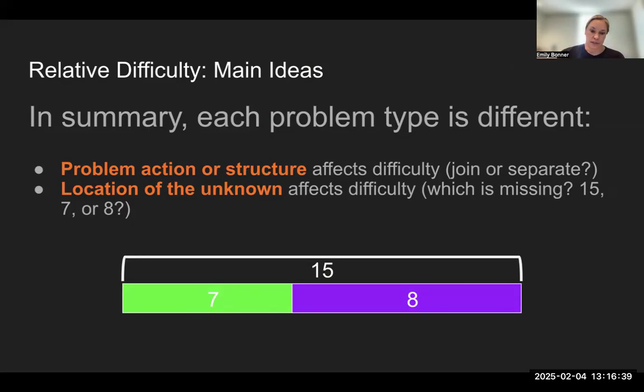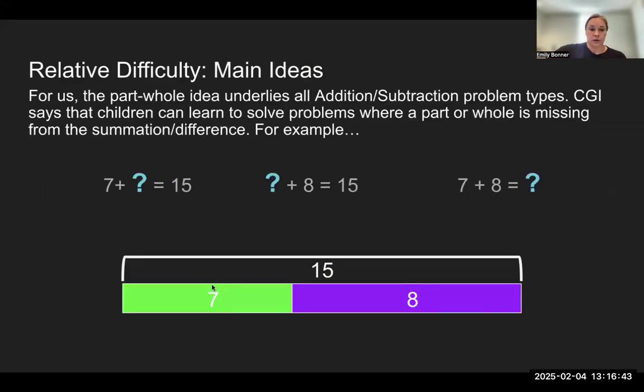And then the location of the unknown value. So what number is missing? The 7, the 8, or the 15? So I'm going to go back here. So here in this one, the 8 is missing. I'm going to get more into this in just a minute too, but that's what we call the change value. Here the start value is missing, and here the result is missing. Okay, so we have three parts to these.